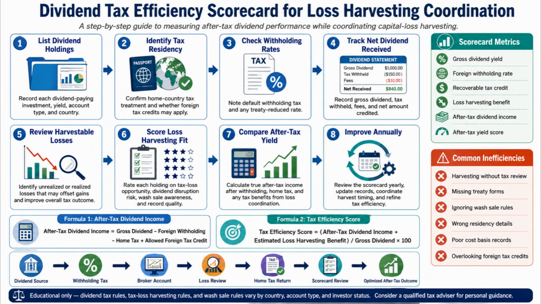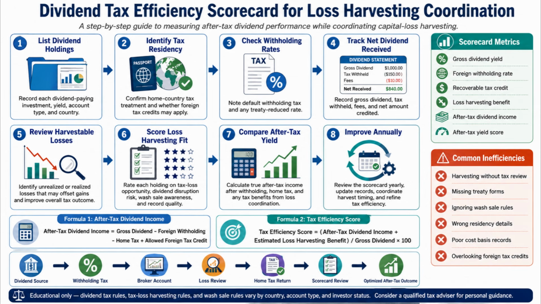First, list all dividend holdings. Record each dividend-paying investment, expected yield, account type, and country. This gives you a clear starting point, because every holding may have different tax treatment, different withholding rules, and different opportunities for tax planning. Next, identify your tax residency.